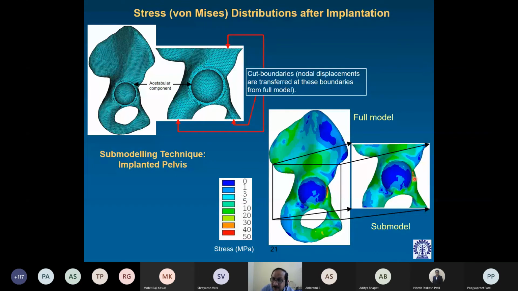Okay? But you see, it agrees. It has come up so nicely. This is published in one of the top journals. This technique and the way we have applied it in the evaluation of stress analysis has been very well appreciated.